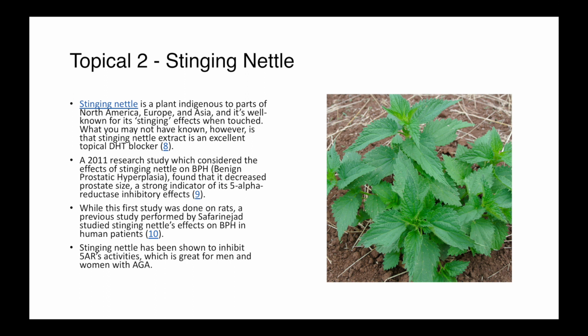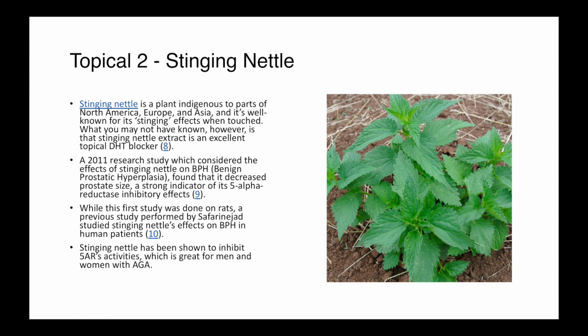The next topical solution is the stinging nettle. The stinging nettle is a plant indigenous to parts of North America, Europe and Asia, and it's well known for its stinging effects when touched. I'm sure we've all been stung by a flipping nettle before. Now, what you may not have known is that stinging nettle extract is an excellent topical DHT blocker.